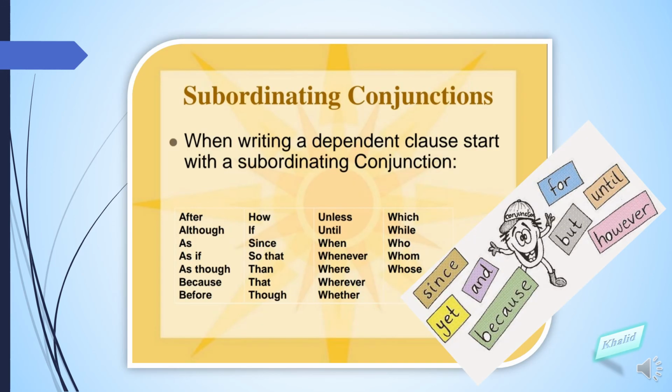Now here is the list of subordinate conjunctions that we use when we write a dependent clause. All the dependent clauses must start with any one of these subordinate conjunctions: after, although, as if, as though, because, before, etc. There are so many subordinate conjunctions.